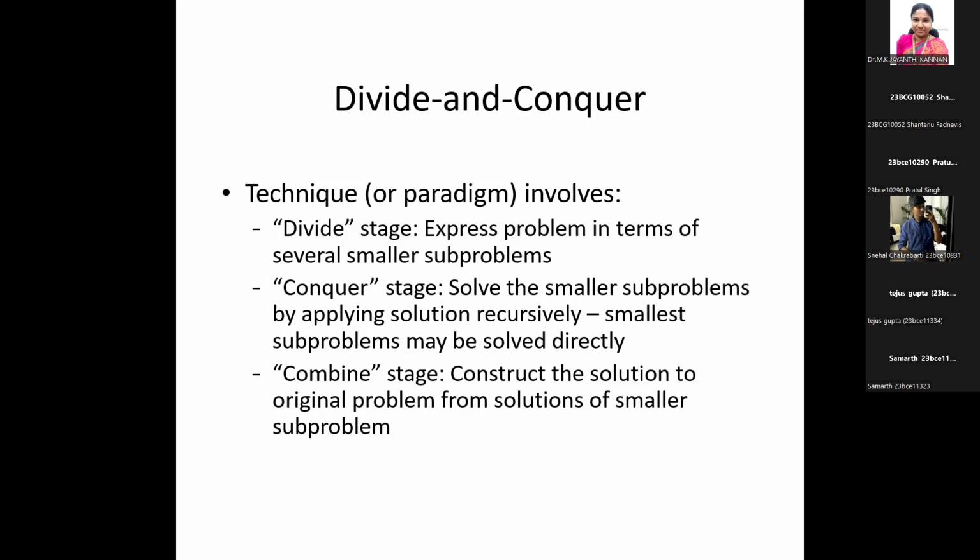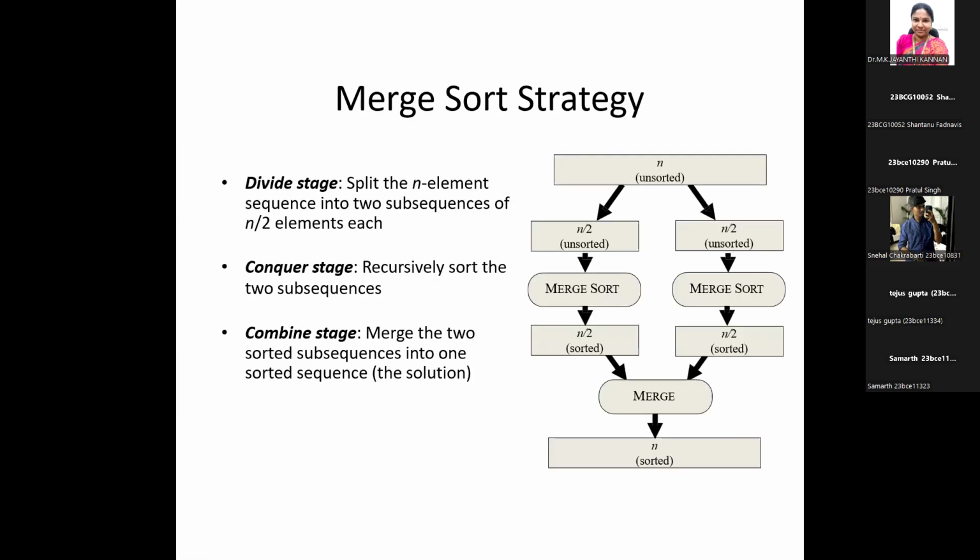Here, the divide and conquer algorithm is the most widely used algorithm. We have three stages: divide stage, conquer stage, and combine stage. In the divide stage, we express the problem in terms of several smaller subproblems. Solve the smaller subproblems by applying the solution recursively. The smallest subproblems may be solved directly. Then construct the solution to the original problem from the solutions of the smaller problems. That is the divide and conquer approach. It's widely used in many programming logic.